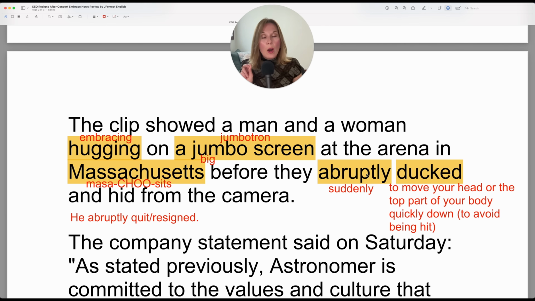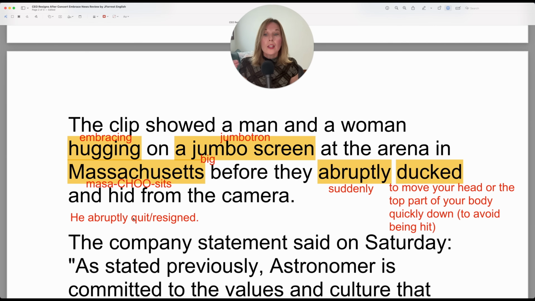Abruptly, as our adverb, it modifies the verb. It means suddenly. Now, I personally don't feel this adverb is needed because nobody ducks not suddenly. When you duck, you do it quickly, suddenly, unexpectedly. So the verb has that action in it anyway, but it can help you visualize it a little bit more, although it isn't technically required in my opinion. But abruptly can definitely be used to add information.